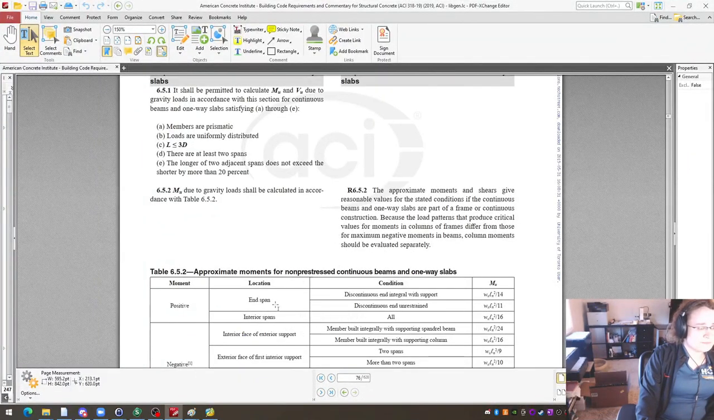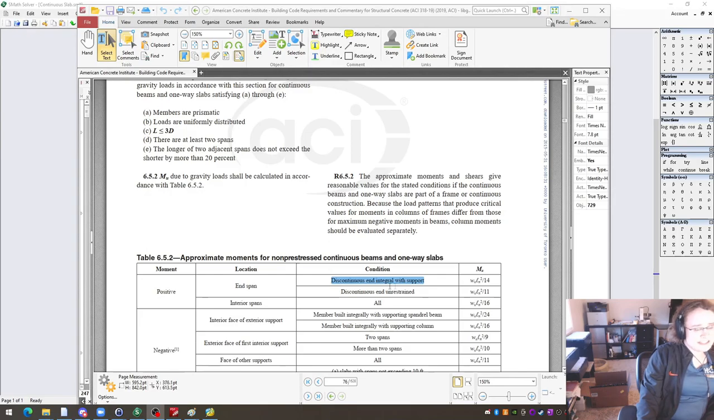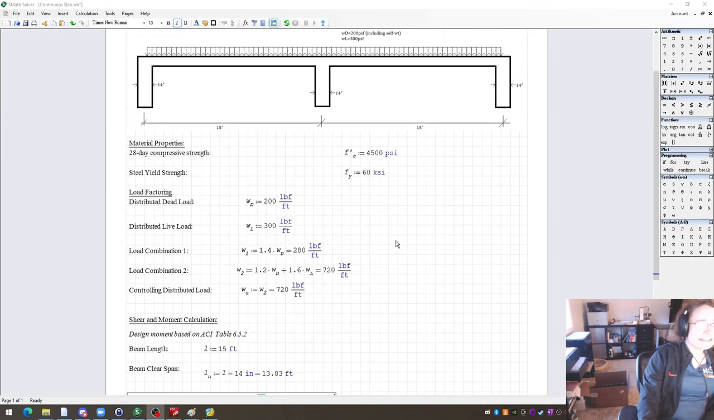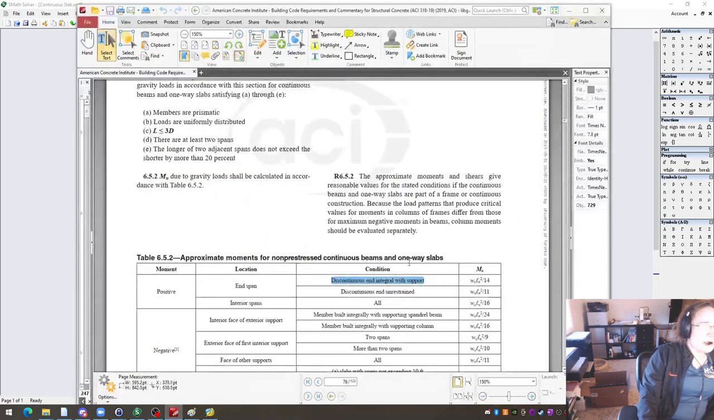Okay, so our end spans, let's look at our positive moment end span. We have a discontinuous end, so we have two end spans, and they are integral with the support. If we look at our drawing here, it seems clear that we are integral with our supports. All right, we're going to have discontinuous end integral support. What discontinuous end means is not necessarily referring to a cantilever end. Rather, if you look at this span, the right edge of this is continuous, as in it continues through the beam. This end here is discontinuous because it ends. However, it is still integrally connected with the beam on the left. So for our positive moment demand we have a discontinuous end integral support.